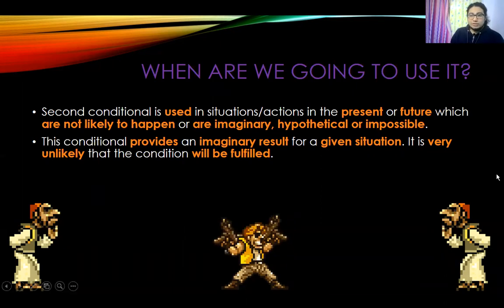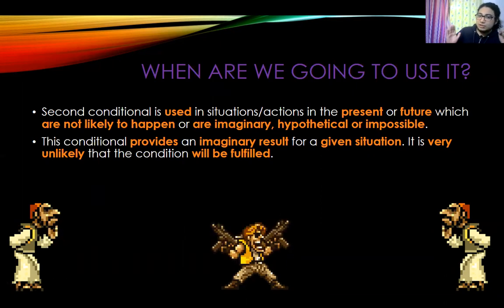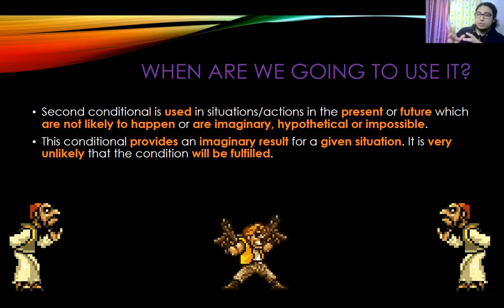The rule says that the second conditional is used in situations or actions in the present or future which are not likely to happen, or are imaginary, hypothetical, or impossible situations. The second definition says that this conditional provides an imaginary result for a given situation. It is very unlikely that the condition will be fulfilled. What we are trying to say with all of this is that the second conditional is used in hypothetical, impossible, or imaginary situations that are not going to happen.